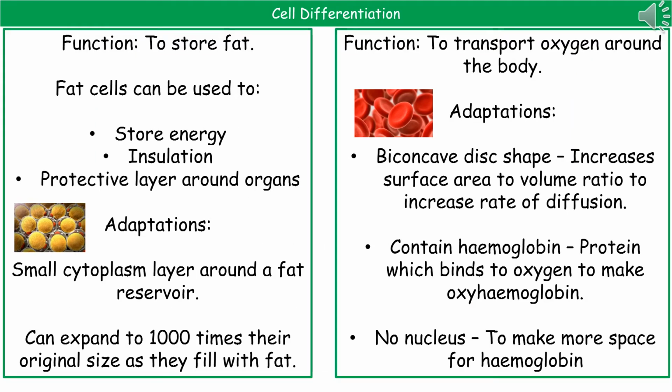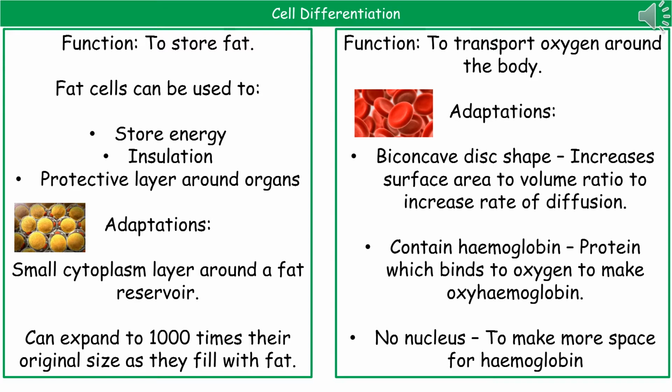Second specialized cell are the adipose or fat cells. Their whole purpose is to store fat. So the idea behind these is that when we've got them, they can store energy, act as insulation, and act as a protective layer around the organs. And the reason for that is they've got a very small cytoplasm layer around a large fat reservoir that can actually expand to 1,000 times its original size as they fill with fat.